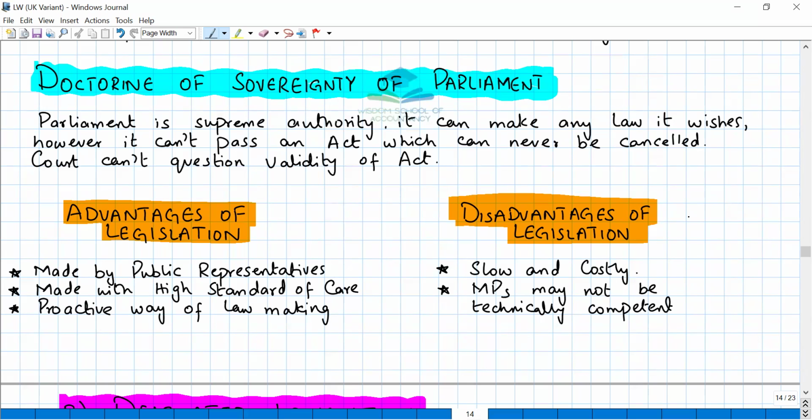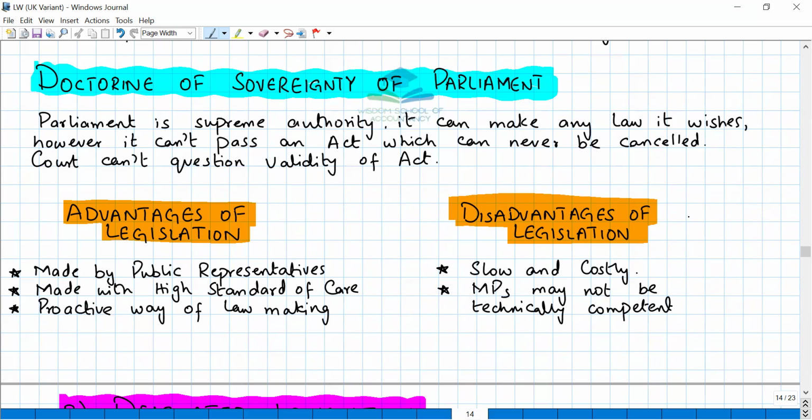Now, what are the advantages of legislation made by public representatives? Now, the parliamentarians, they are voted by the general public, right? So they are made by the public representative in a democratic country. So the people, they own the law, because the people will feel happy that the representative whom we voted for is there, and he is creating the law. So that's kind of an advantage.